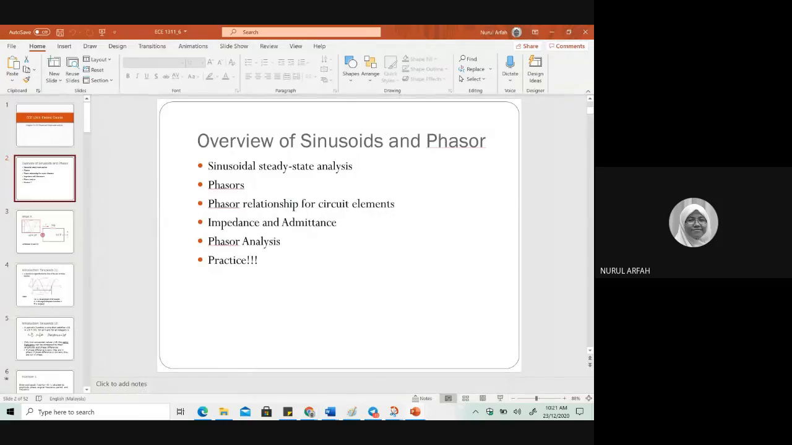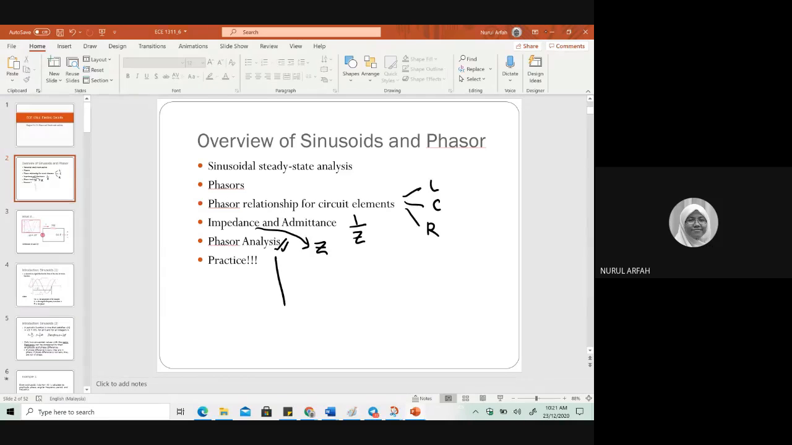Okay, so we're going to learn the sinusoidal under steady state analysis, and then phasor form, and the relationship of phasor with the circuit elements. So far we have all 3 circuit elements: inductor, capacitor, resistor. And then we're going to have impedance and admittance. Impedance, I think you already know this in your maybe math class, is it? And admittance is the reciprocal of impedance. And then you have phasor analysis.